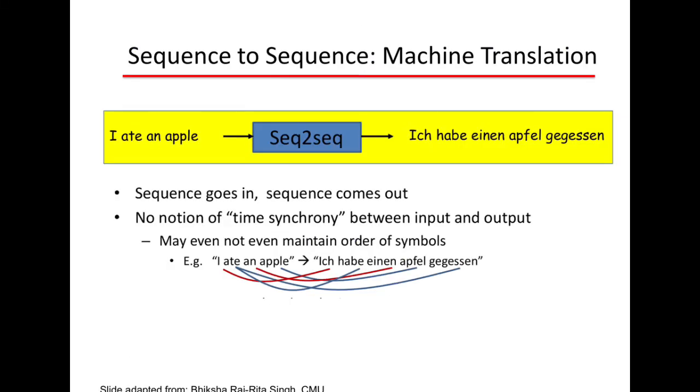Let's say I want to do machine translation. I have an English sentence, and I want to translate it into a German sentence, I believe. I don't know German, so we'll have to guess it together. So: I ate an apple. It has 1, 2, 3, 4 words, but the translation has 5 words.